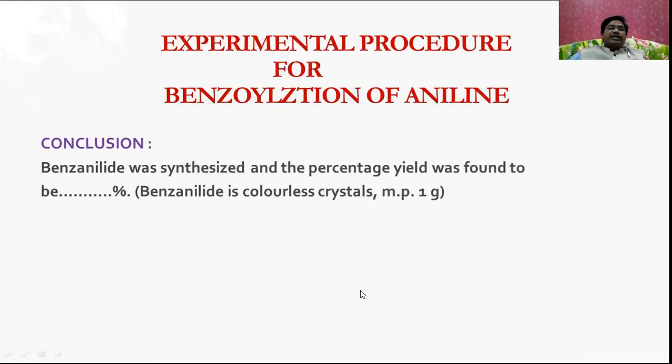Then the conclusion. Benzanilide was synthesized and the percentage yield was found to be the percentage that we calculated in the previous slide. In the previous slide we discussed how to calculate it. This is our conclusion.